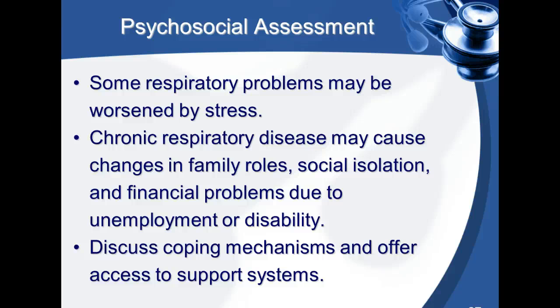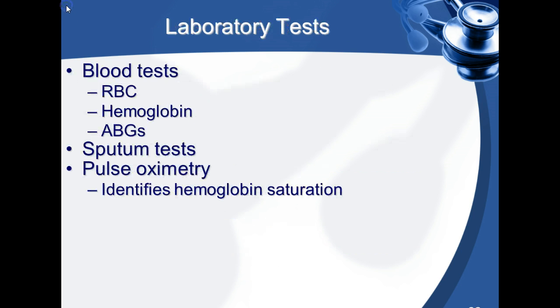So you'll find that people, when they have those types of problems, tend to be socially isolated, as well as even students. Maybe a student may not try out for athletic activities and such as they used to because of their respiratory decompensation. So you need to discuss coping mechanisms and other access to support systems based on what their disease process is.